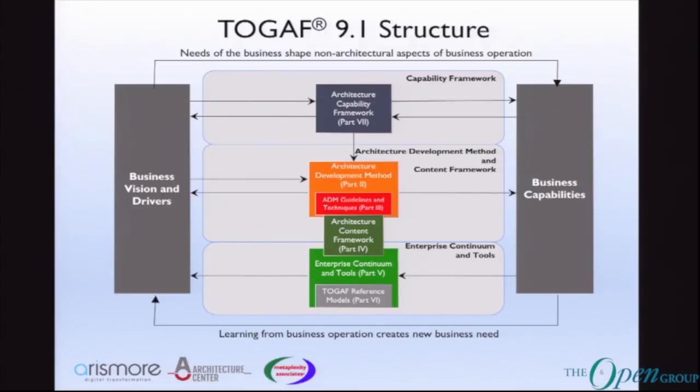Then we have the development method, where part 2 is the main process that tells us how to establish enterprise architecture. This process is supported by the content from part 3, which gives guidelines and techniques useful for executing the architecture development process. We have a full model of the content, the deliverables, and the architecture building blocks in the architecture content framework in the next part. And we also have the continuum and tools, the part that discusses how to classify different architectural assets and how to put them into the architecture repository.